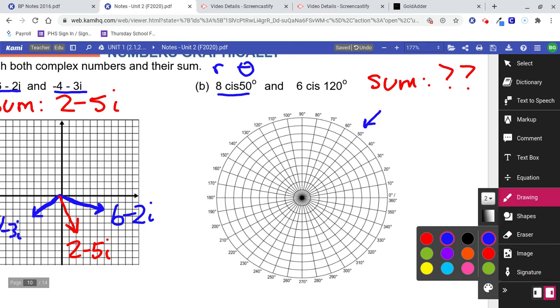Okay. But that 8, that radius of 8, if you think about it, you can count out. I start at the origin and go out 1, 2, 3, 4, 5, 6, 7, 8. When I get to 8 right there, that corresponds with a circle of radius 8. So you kind of want to follow that circle around to where it would intersect with that 50-degree angle right there. That point right there would represent the intersection of the circle of radius 8 with the angle of 50 degrees. That's where my vector would be.